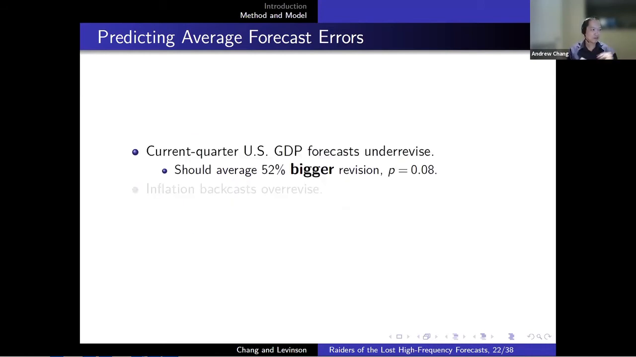Okay, so what do we actually find? We find that the current quarter GDP forecast, or the GDP nowcast, on average tends to under revise. They should have been 52% larger than they actually were.